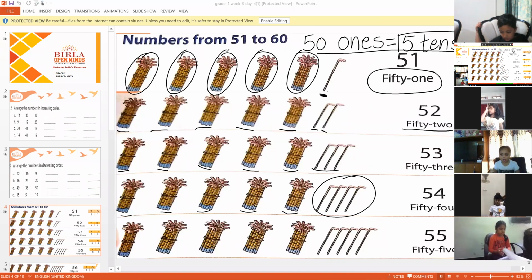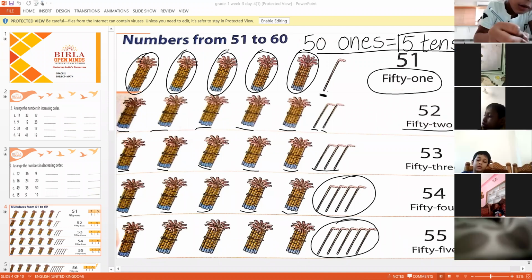Janvi, you tell me, after 54, we have to build the next number. Janvi, tell me, how many groups are there? Quickly. 5. So in tens place, we will write there 5. And how many sticks are kept separately, Janvi? 5. Yes, 5 sticks are kept separately. So the number is 5, 5, 55.